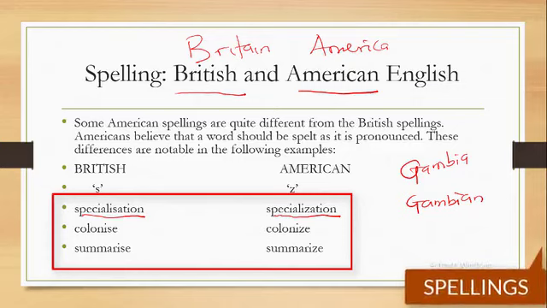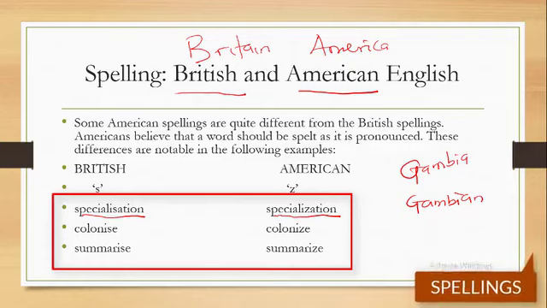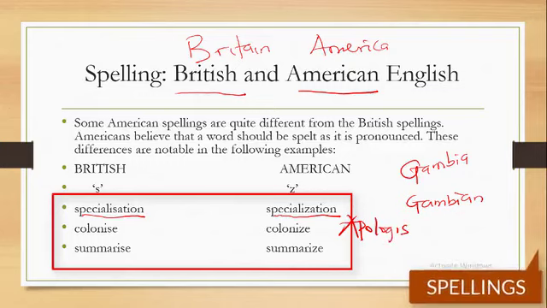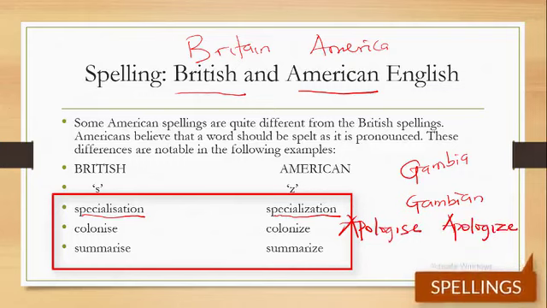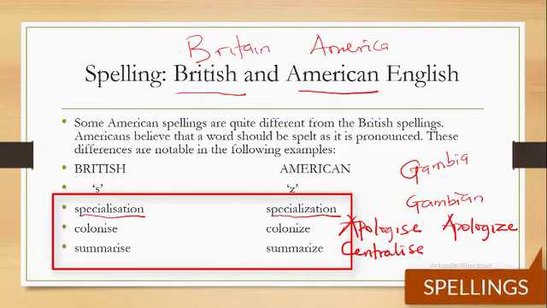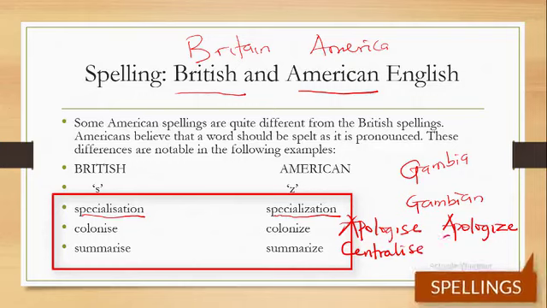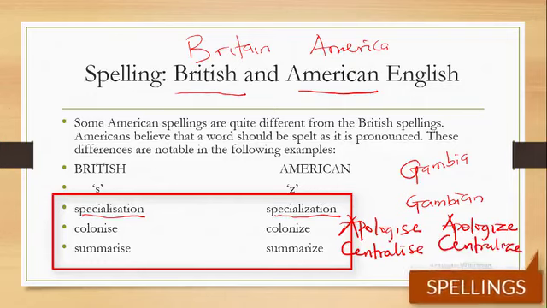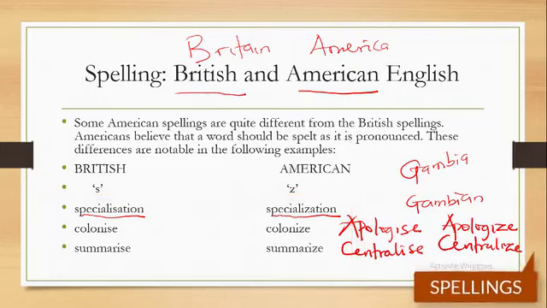apologize. Let me write that here. Apologise. This is British, and American will spell apologize with the letter Z. We also have words like centralise. This is British, and American will spell it with the Z, centralize. So these, among so many other examples.